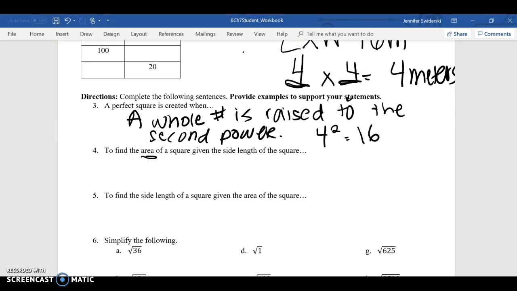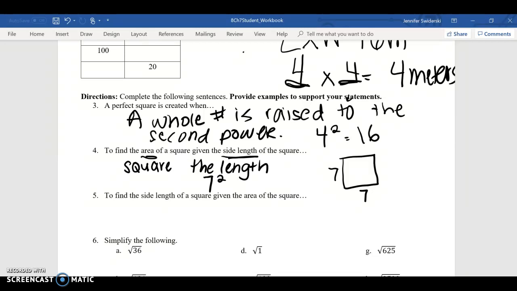To find the area of a square, given the side length of the square, what do we need to do? Well, if I have a square and let's say I know a side length is 7, what do I need to do to find the area? Well, we know 7 times 7 is 49. So what you should write is you just need to square the length of a square. So 7 squared would give me an area of 49 for this square, or 49 units squared.